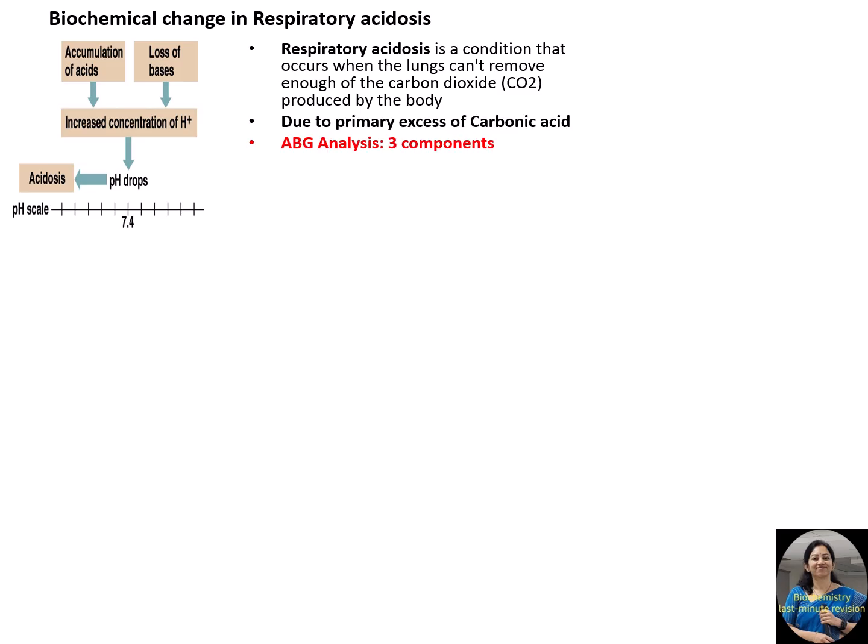Now, let's consider the ABG analysis. Let's consider only the three components: pH, bicarbonate, and partial pressure of carbon dioxide. What happens to pH in respiratory acidosis? It is decreased, bicarbonate is normal, and partial pressure of carbon dioxide is increased.